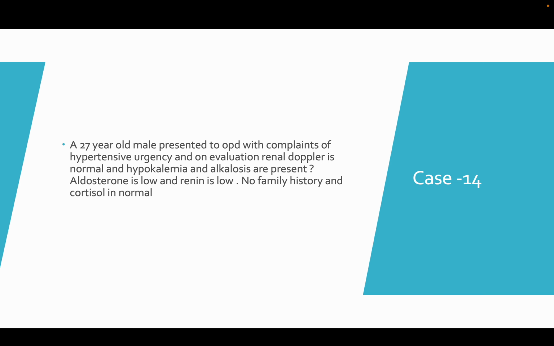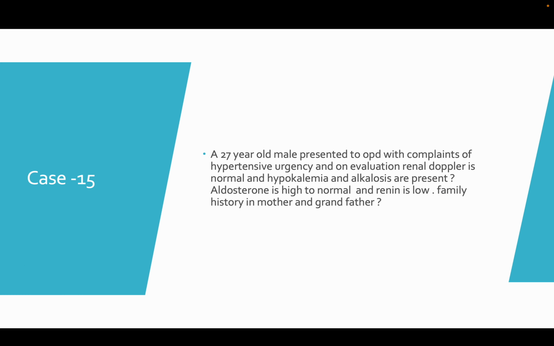Licorice also inhibits 11-beta hydroxysteroid dehydrogenase. Licorice consumption can cause inhibition of 11-beta hydroxysteroid dehydrogenase and present a similar case: normal renal arteries, hypokalemia, metabolic alkalosis, and hypertensive urgency. Aldosterone and renin will both be low. This is the same case.